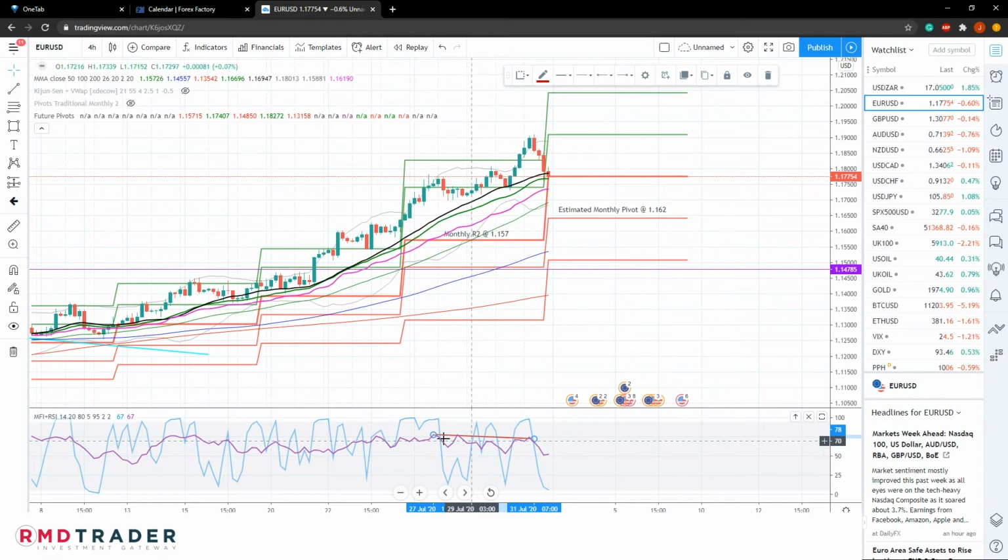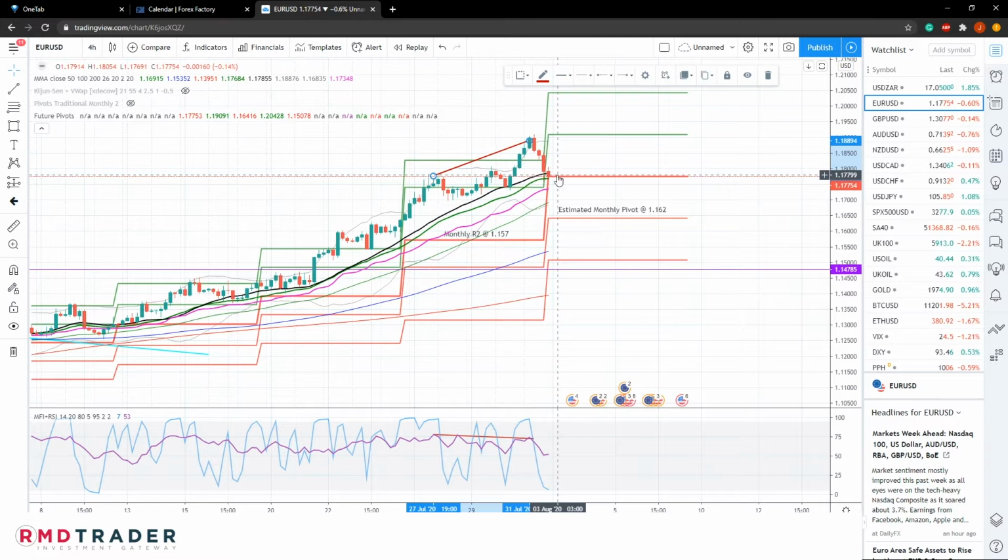In fact, we're making lower highs, whereas looking at the same period on price, we can see that we are making higher highs, meaning there is divergence. This is a bearish divergence, and that means that we can expect price to pull back.